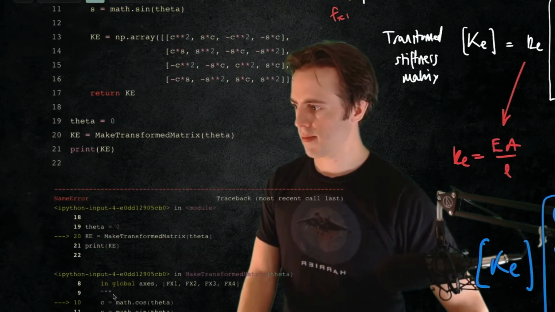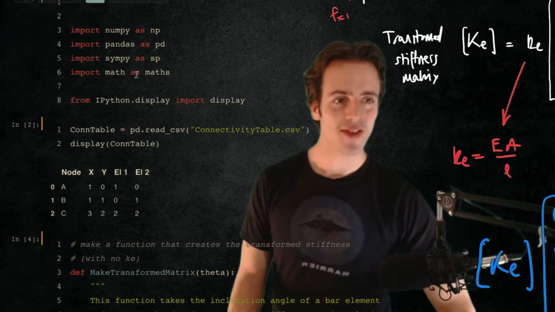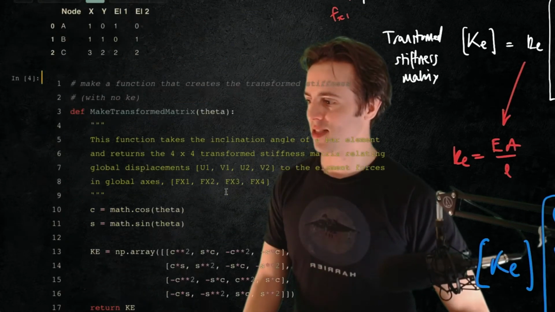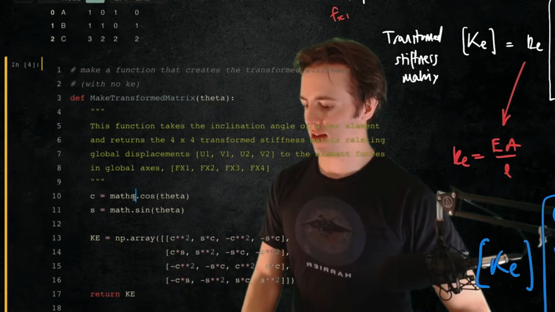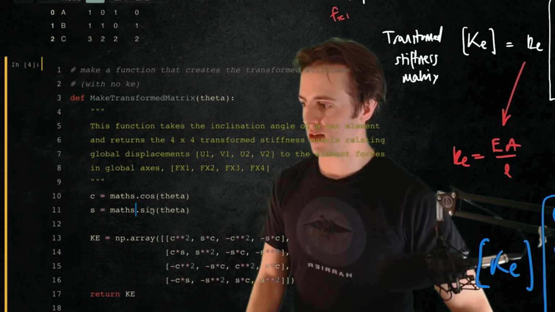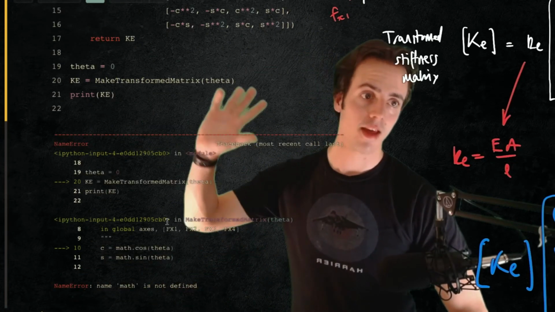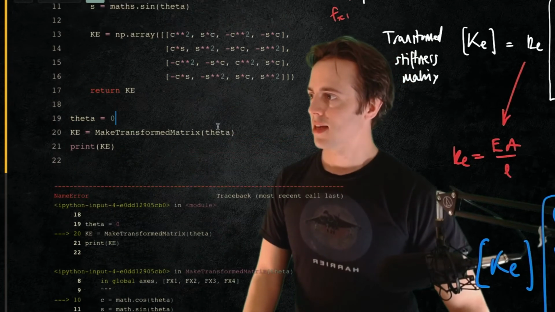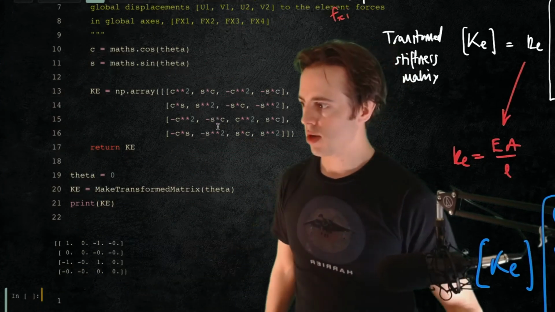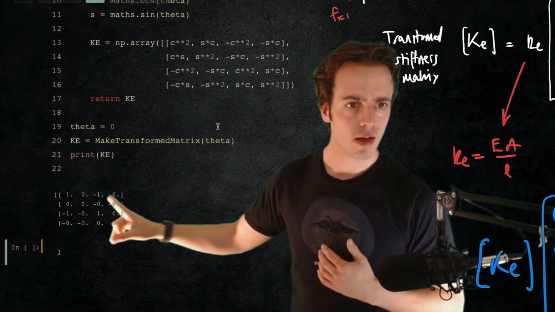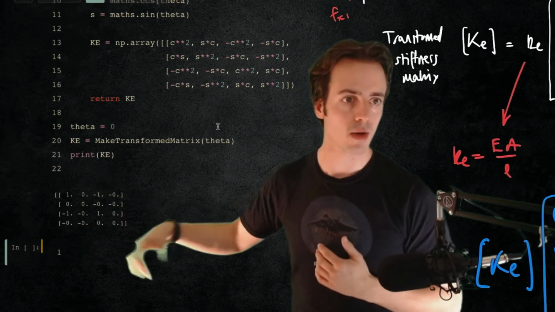It doesn't like it because math is not defined, and I'm hoisted by my own petard. It's because it doesn't know what math is. Okay, math is not defined. It's because I imported math as maths to be annoying. So let's try that again, and now we've got my matrix here. Okay, and it's what I expected. We've got 1, minus 1, minus 1, and 1 in here, which is what we wanted to see.